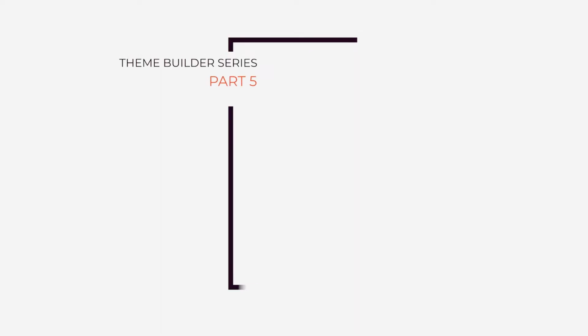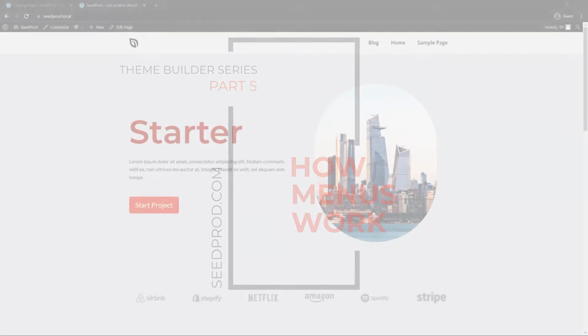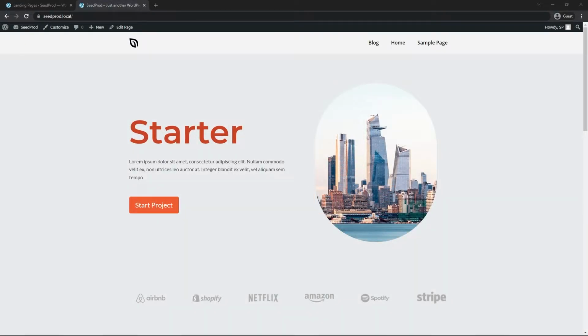Welcome back to the Theme Builder series, and this is part 5 where we're going to walk through using menus with SeedProd. Now, the menus are actually set up in the built-in menu section of WordPress, and it's separate from SeedProd. But it's important to understand how menus work and how you can create them in WordPress and then include them into your SeedProd pages.